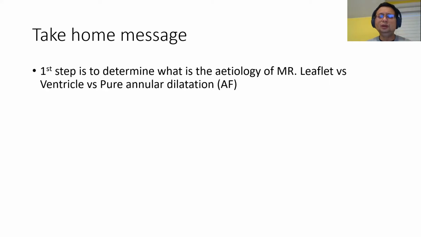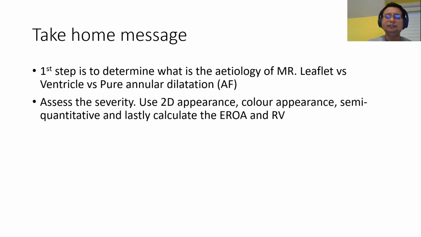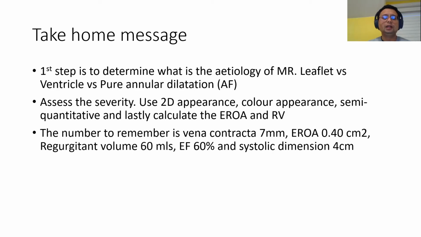First step is to determine what is the etiology of MR. Is it a leaflet primary problem? Is it ventricle, either functional or ischemic? Or is this atrial functional MR? Assess the severity. Use 2D appearance, color appearance, semi-quantitative, and lastly, calculate the EROA and regurgitant volume. The numbers to remember are vena contracta 7 mm, EROA 0.4 cm², regurgitant volume 60 mL, EF 60%, and systolic dimension of 4 cm.